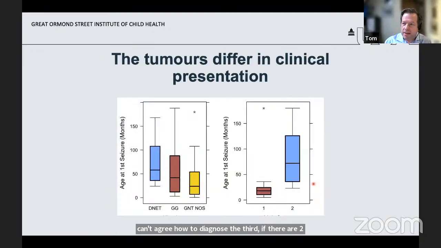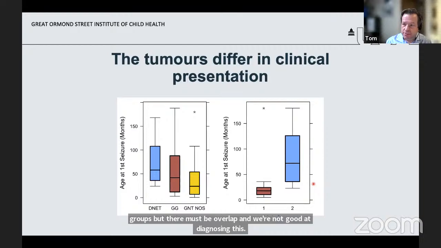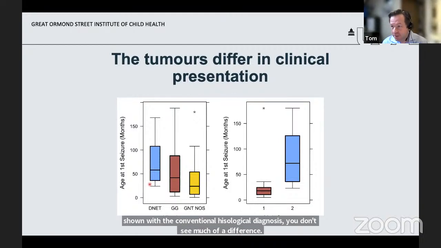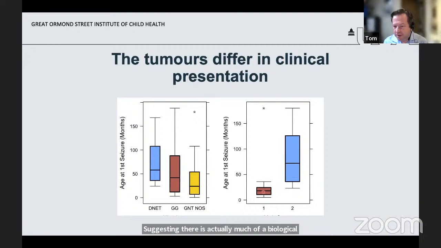So just to back that up a little bit, if you then look at some of the clinical data that matches against that, this is the age of onset of first seizure shown with the conventional histological diagnosis, and you don't see much of a difference, suggesting there isn't actually much of a biological difference in those classifications. If you classify them according to the two groups we define molecularly, the group one tumors have a very early onset seizure, whereas the group two tumors have a later onset seizure, suggesting these are biologically distinct entities.